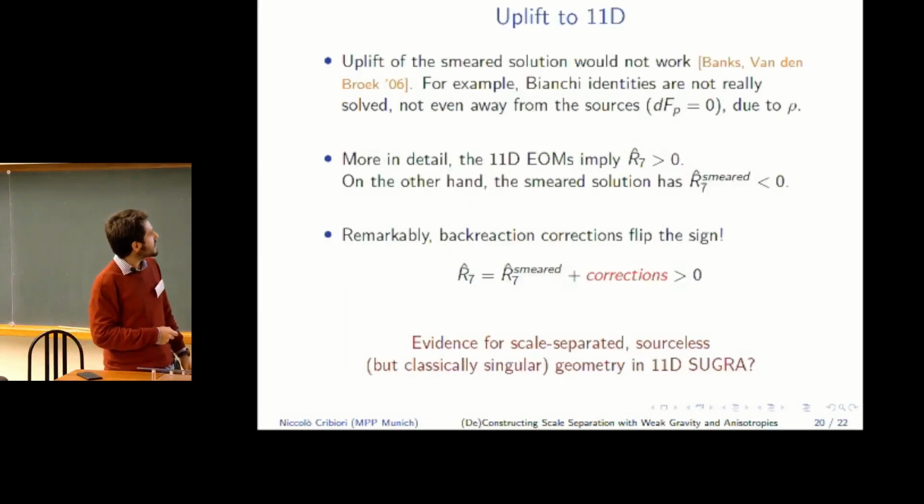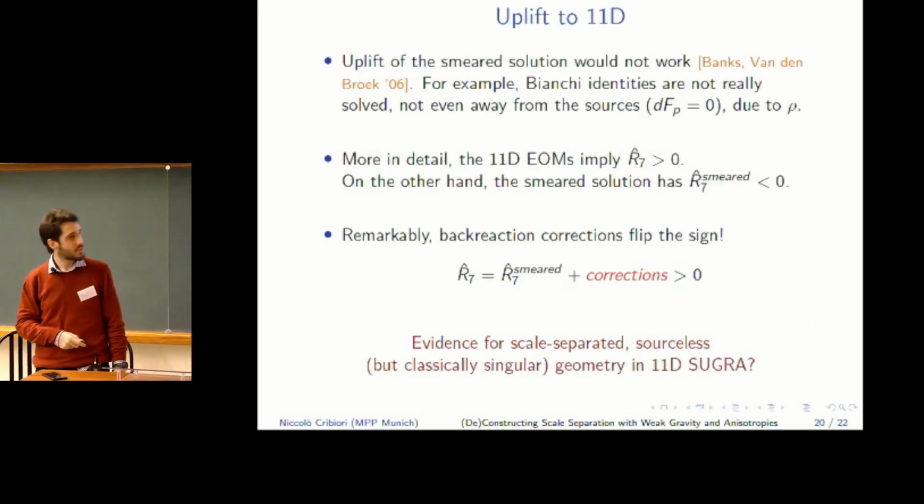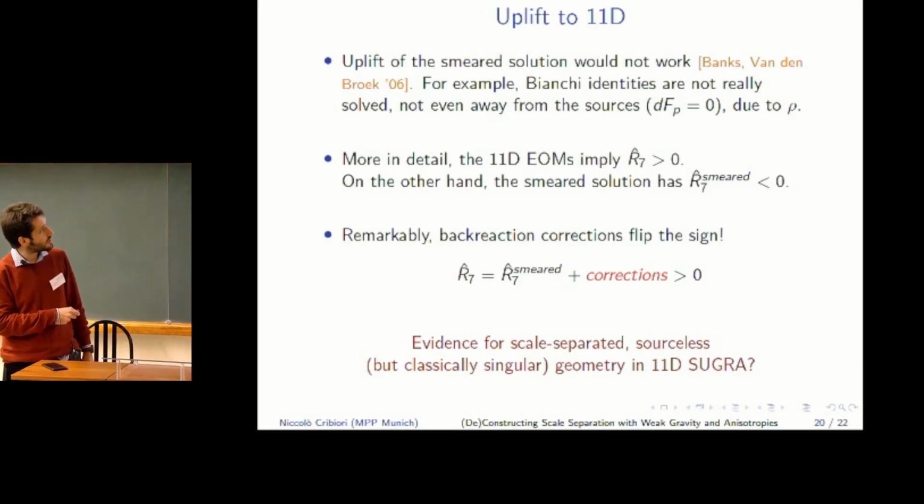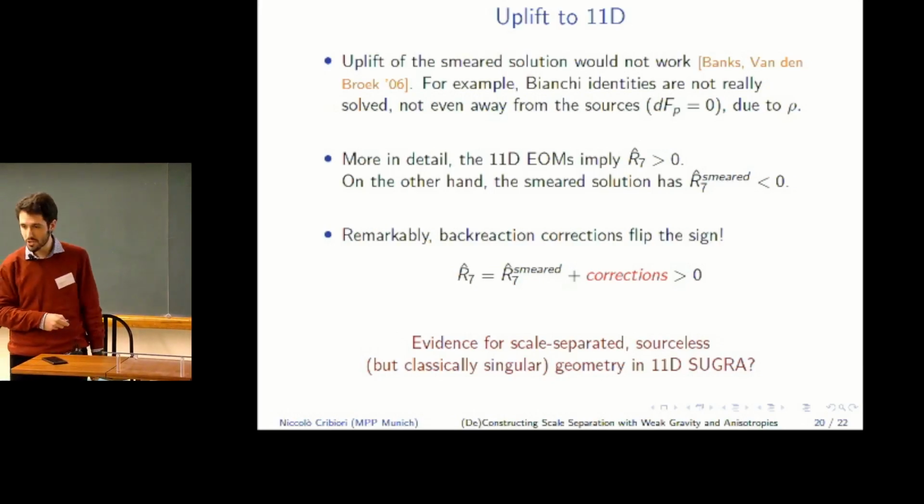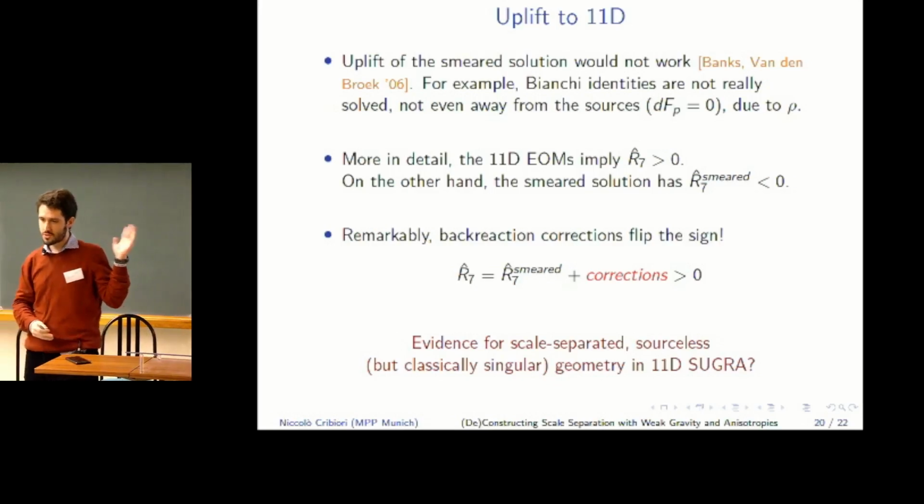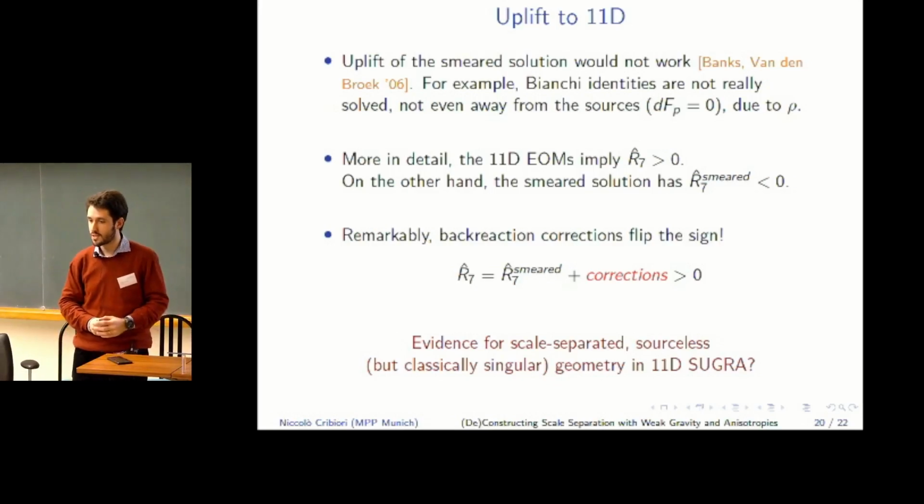Okay, here I just have one slide. There are many more things to be said, but one property that we understood here is that if you try to uplift the smeared solution directly, it doesn't work, because the smeared solution has a negative R7 curvature, while if you solve the equations of motion in 11D, you find positive, as Thomas was saying. We explain the mismatch by computing the correction in the back reaction. The corrections were precisely the right amount to flip the sign. So this is a non-trivial consistency check. It doesn't prove that it exists in general, but it's a first consistency check which could have failed, and it didn't at this level. Thanks a lot.